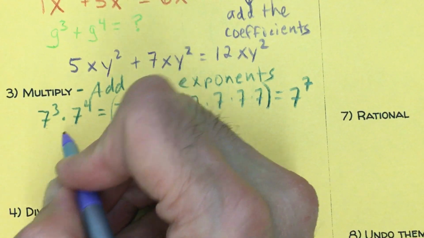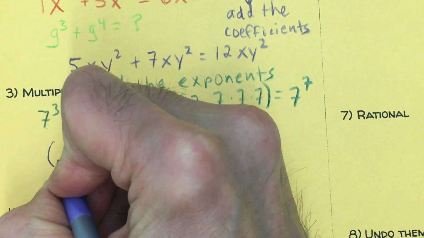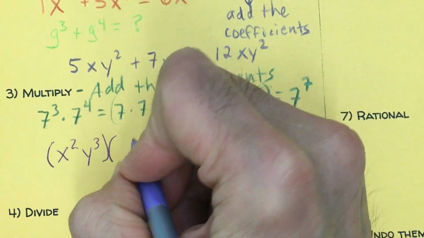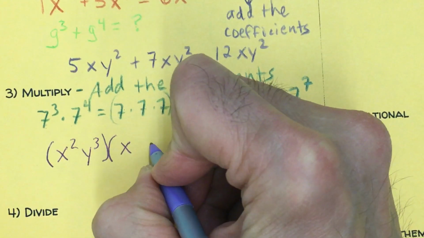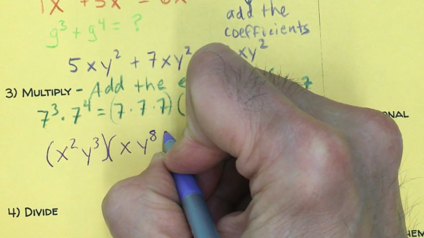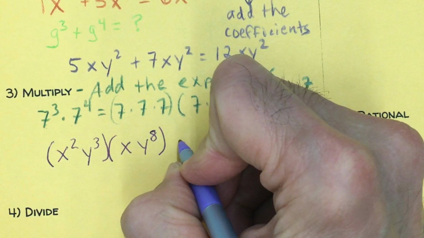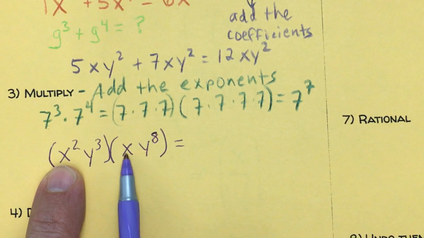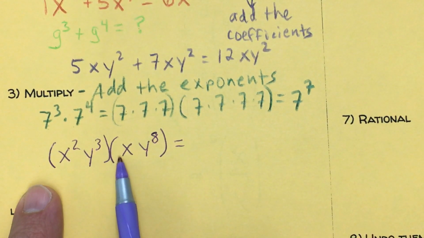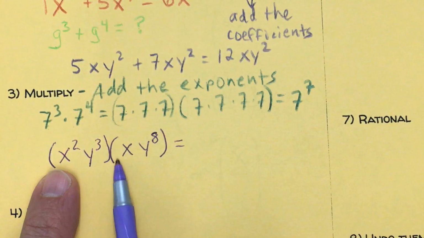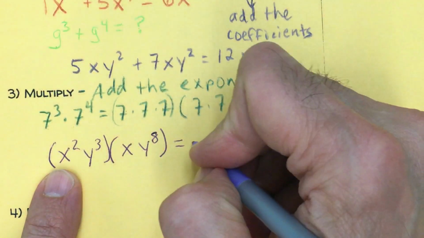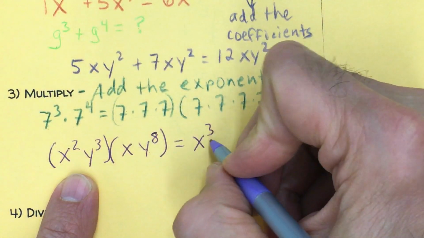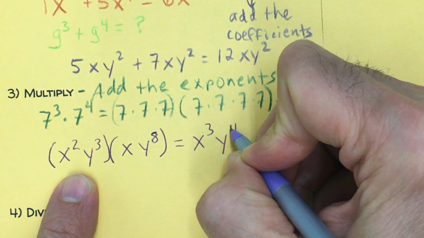And I'll try another one. I'll just do x squared y cubed times x y to the 8th equals, well, in this situation, here are my bases, my x's. I have 2 and 1. I'm going to add the exponents. 2 x's, 1 x, x cubed. I got 3 y's and 8 y's, 11 y's total.